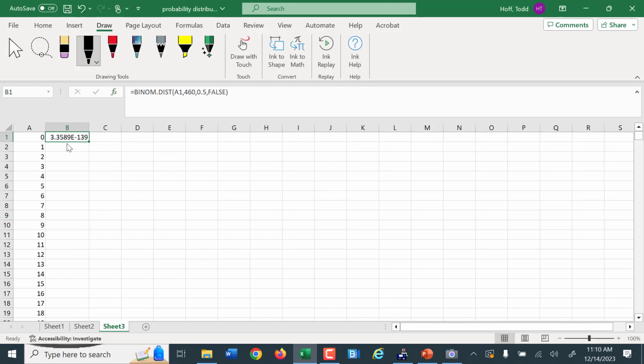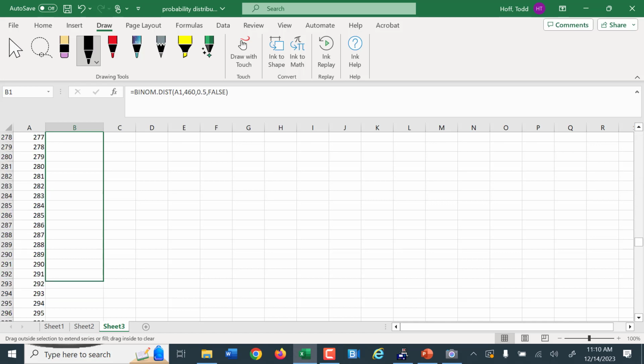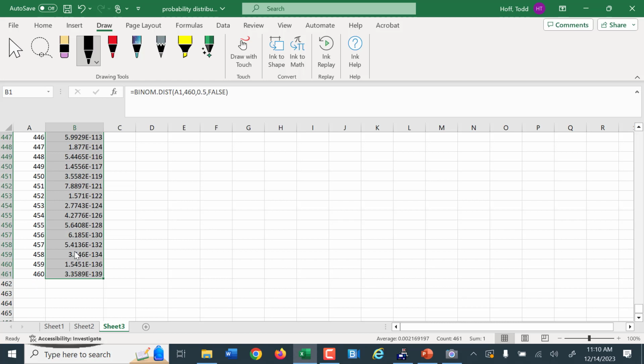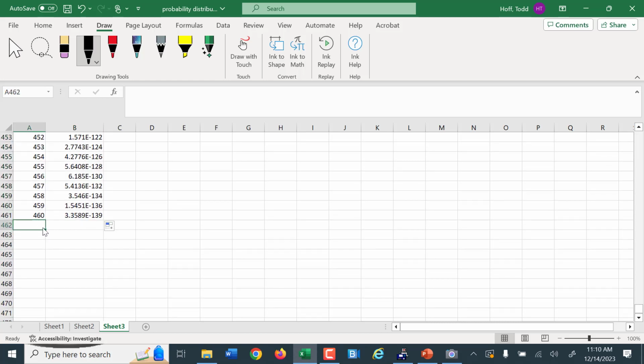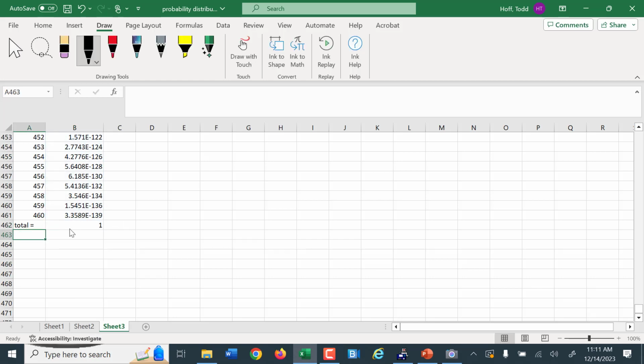Now notice that's e to the negative 139. That's a really small probability. But remember, there's 460 values here, and they do all have to add up to 1. So we get all those probabilities. Again, really small probabilities. The sum, the total here, though, they do add up to 1.